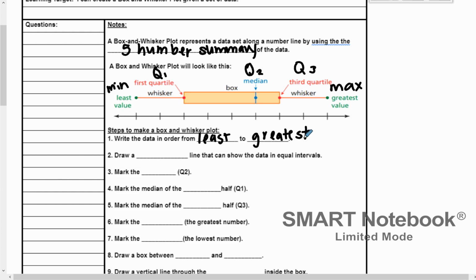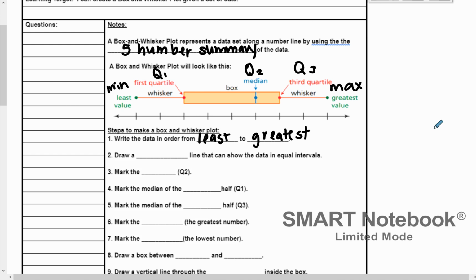Okay, in some problems, I'm just going to give you the 5-number summary, like the example below, and then just have you make the box and whisker plot. But sometimes you're going to have to find the 5-number summary and then make the box and whisker plot. So these are the steps for if you have to find the 5-number summary, if you're given the 5-number summary and just have to make it.